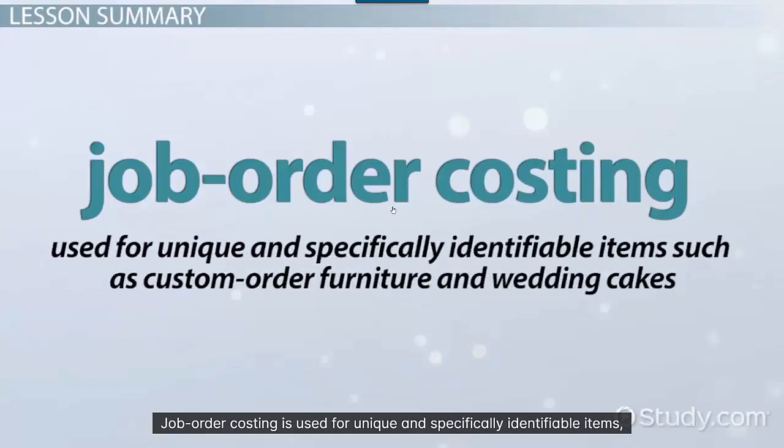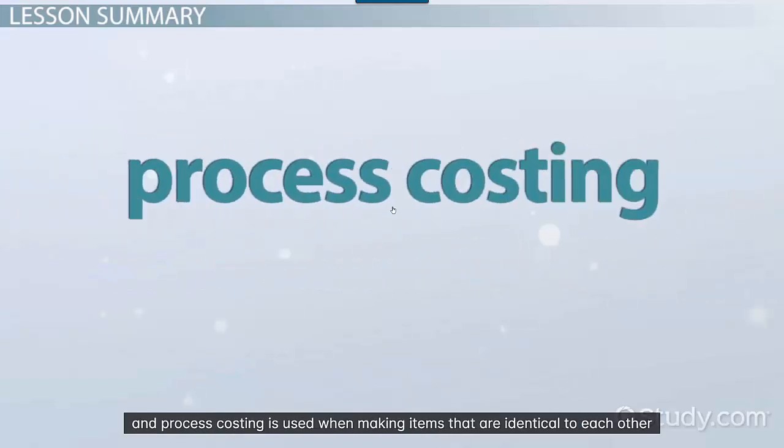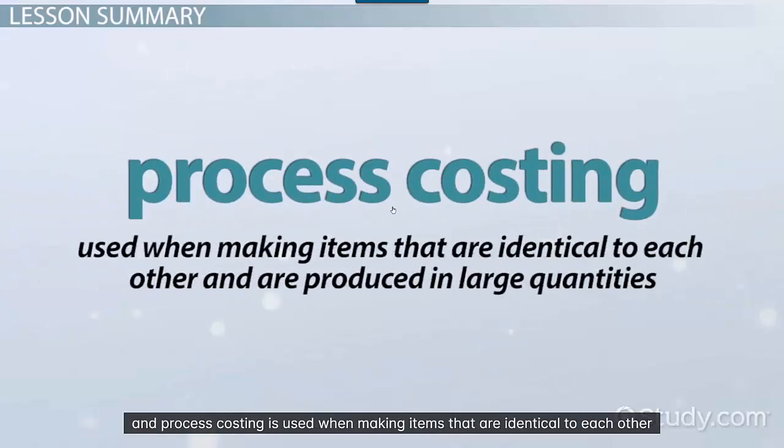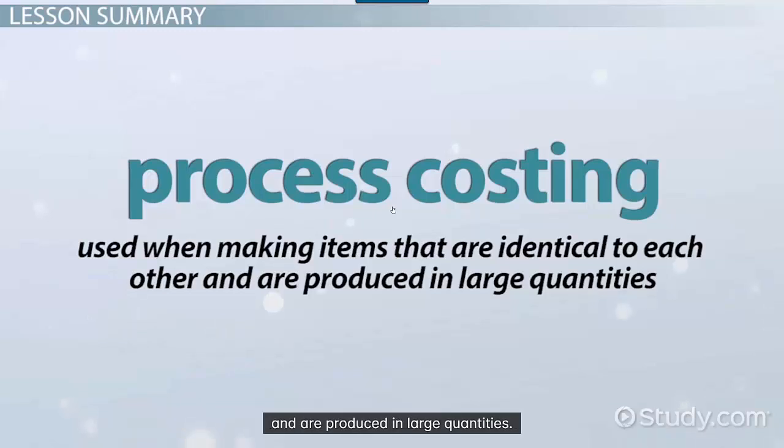Job order costing is used for unique and specifically identifiable items, such as custom order furniture and wedding cakes, and process costing is used when making items that are identical to each other and are produced in large quantities.